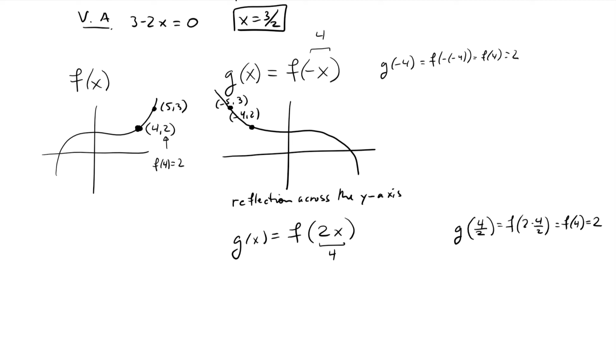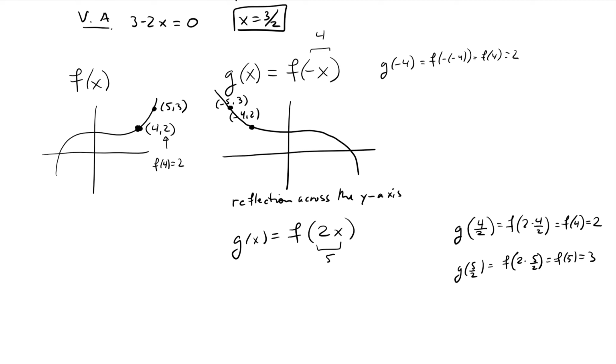Let's take a look at another point. Maybe we can look at (5, 3) also. So if I want the input to be 5, so that the output will be 3, because we know that f of 5 is 3. So what would be the input for g? Well, it would be half of 5, right? Because f of 2 times 5 over 2 is going to give us f of 5. So the input for g needs to be half as much as it was for f.